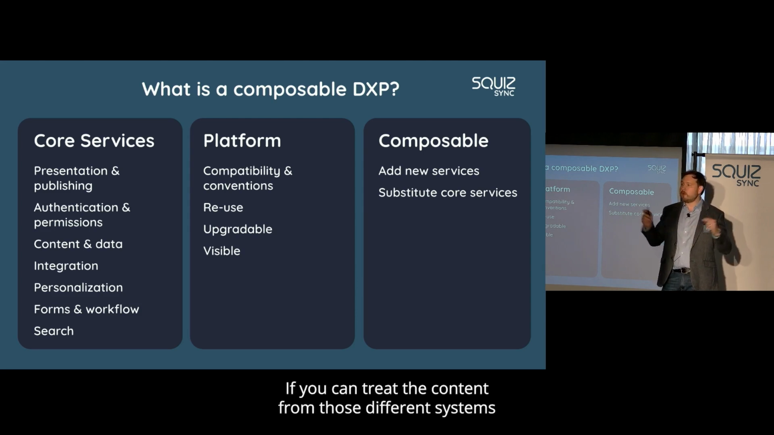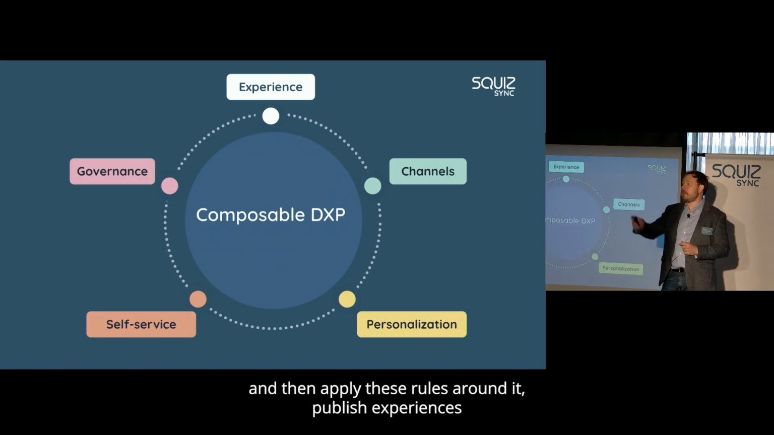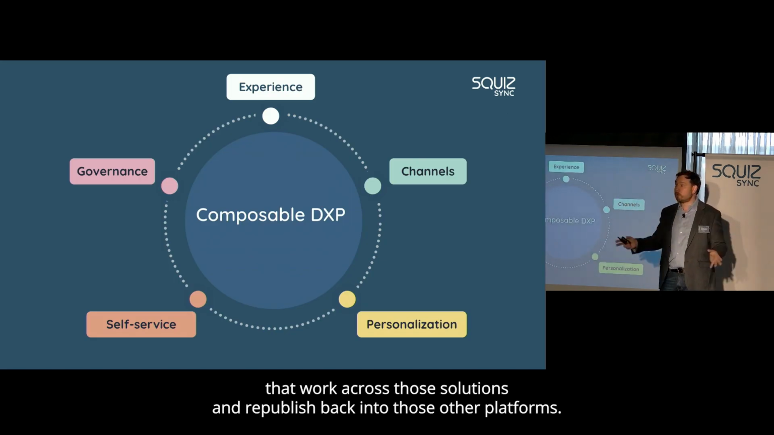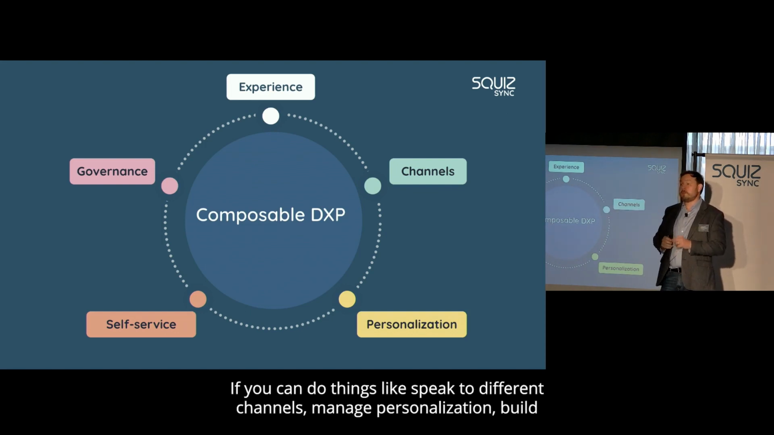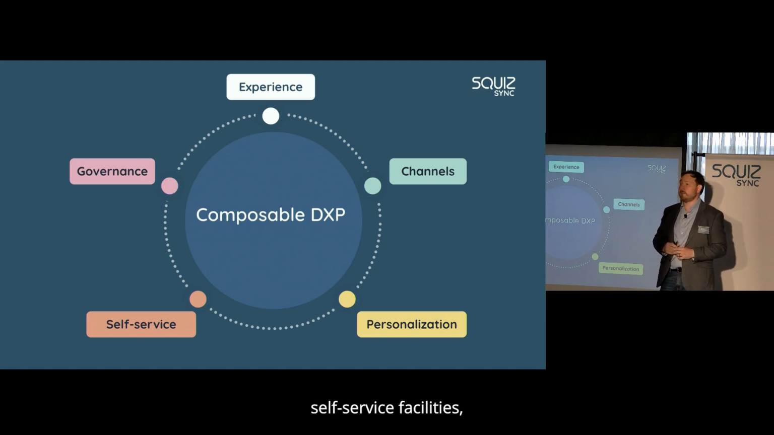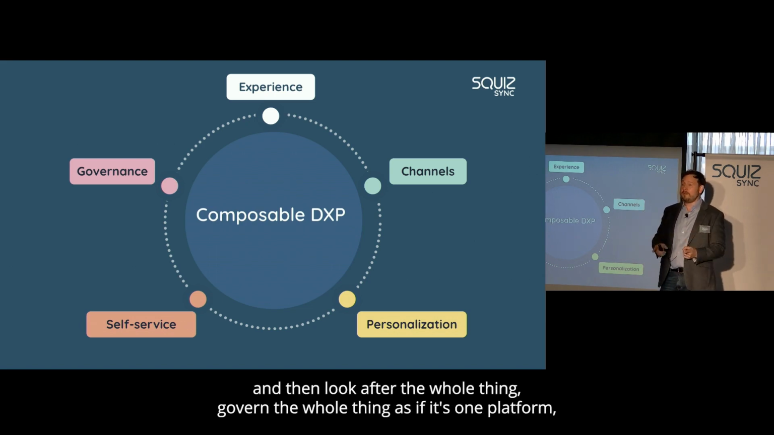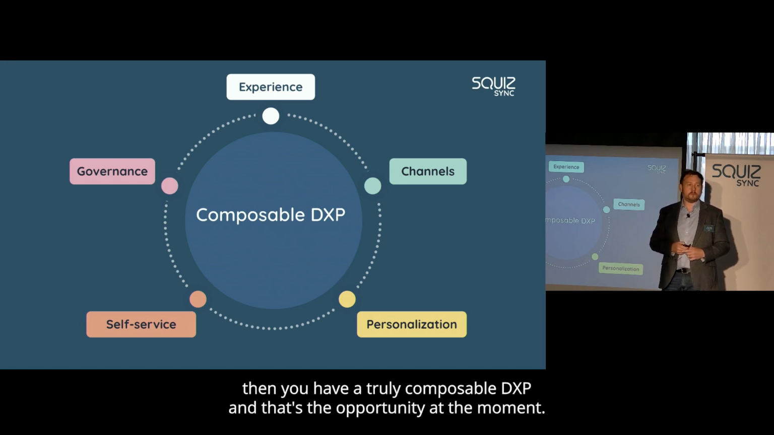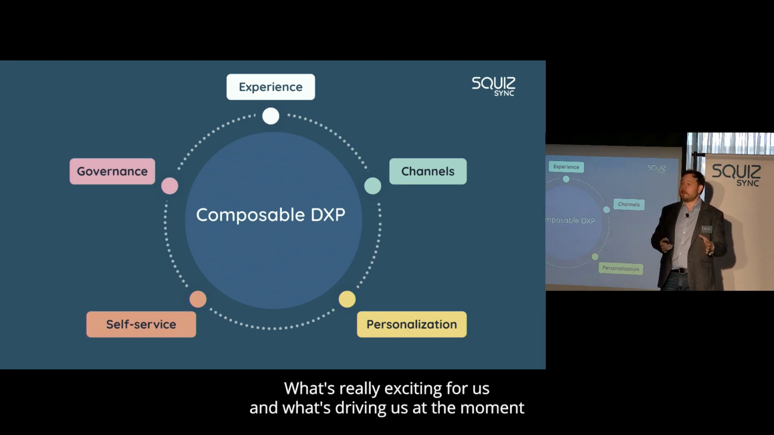If you can treat the content from those different systems and then apply these rules around it, publish experiences that work across those solutions and republish back into those other platforms. If you can do things like speak to different channels, manage personalization, build self-service facilities, and then look after the whole thing, govern the whole thing as if it's one platform, then you have a truly composable DXP. And that's the opportunity at the moment and what's really exciting for us and what's driving us at the moment.